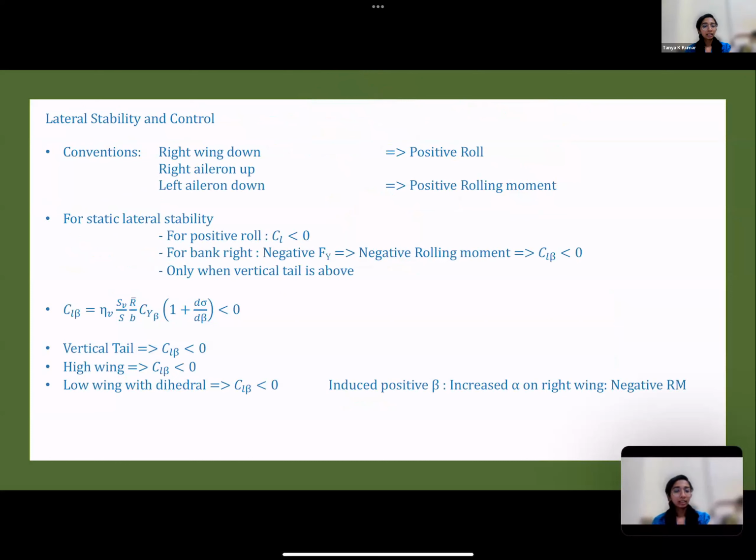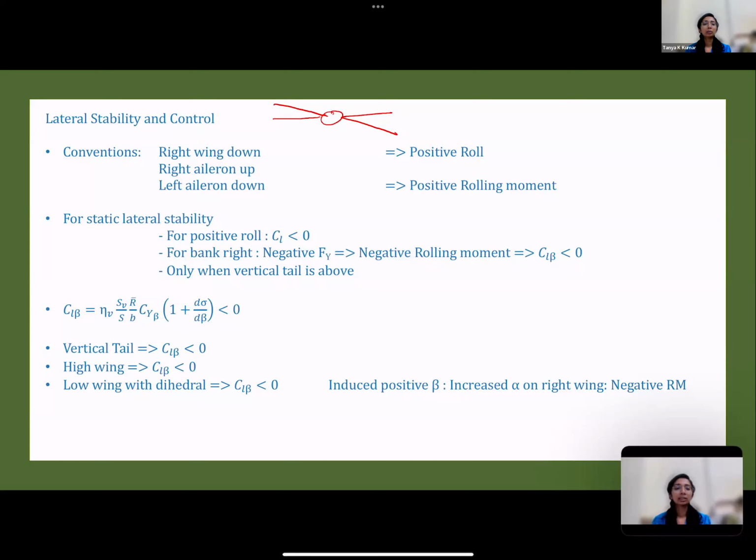What are the conventions? Right wing down is considered positive roll. So this is your aircraft. This is how it was. Right wing down. This is considered positive roll. Okay. So how do you identify which is positive roll, positive yaw, positive pitch? You put your right hand thumb along the rotational axis. The direction of the curl of your fingers gives you the positive rotation. So if I put it along the longitudinal axis towards the nose, rolling towards the right or rolling in the clockwise direction is considered positive.